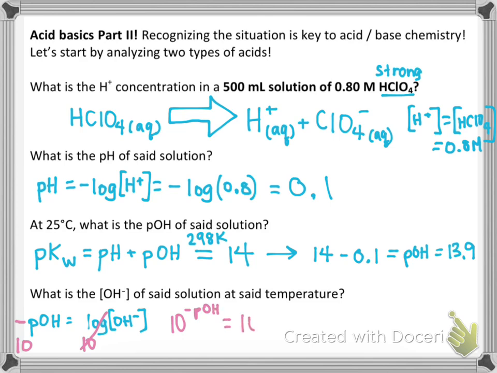which in this case is 10 to the negative 13.9, will be equal to my hydroxide concentration. And when we plug this in, we get 1.26 times 10 to the negative 14 molar. So we have a really, really tiny amount of hydroxide present in the solution, which makes sense because it's a solution of a strong acid. And you can use the 10 to the negative pOH strategy to also undo the negative log of pH, maybe. So if you want proton concentration, you can do 10 to the negative pH.